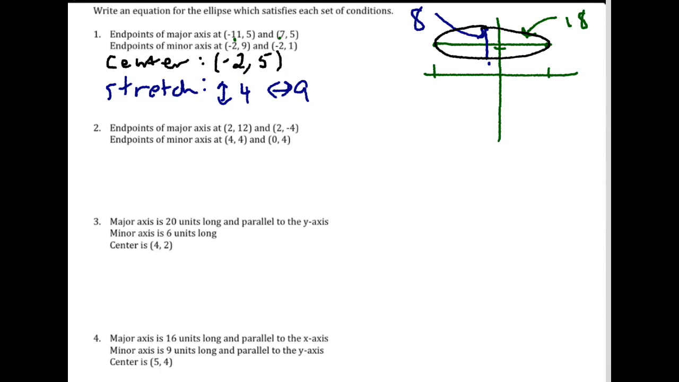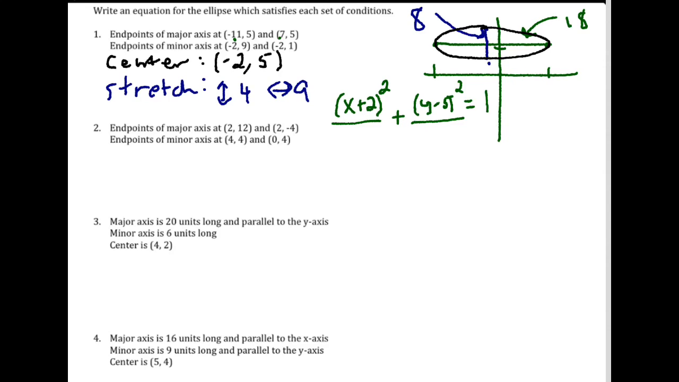Now I think we're pretty much ready to go to the general equation and see what we got. So we'll just outline it here. We've got a set of parentheses squared, plus another set of parentheses squared, and we know that the right side of the equation has to be 1. First thing I would do is the center. If it's a shift left 2, that's going to be x plus 2 inside here. Shift up 5, that's going to be y minus 5 inside here.